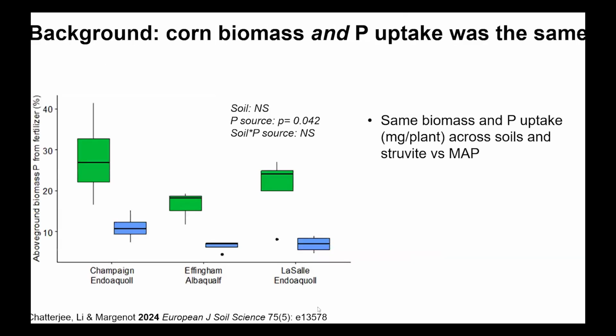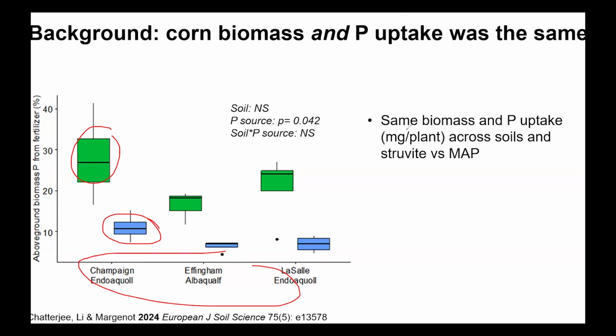Okay, so as a bit of background from a separate study with the same experimental design, we found that in the same soils, under these two different sources of phosphorus, which are shown here, green is the MAP and blue is the struvite for the same three soils, the biomass and the P uptake by corn was the same. So there's no difference in growth.